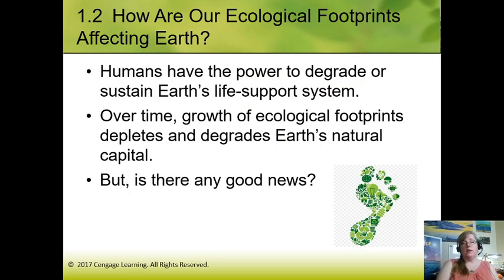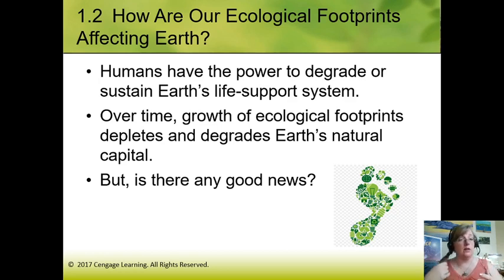Alright, so with getting on into this, humans have the power to degrade or sustain the Earth's life support system. We've talked about a lot of it, degrading the natural resources in section 1. It is very easy for us, and we know we can tear the world apart really easily. We have plenty of examples of us doing so, but we can also build it up and protect it.